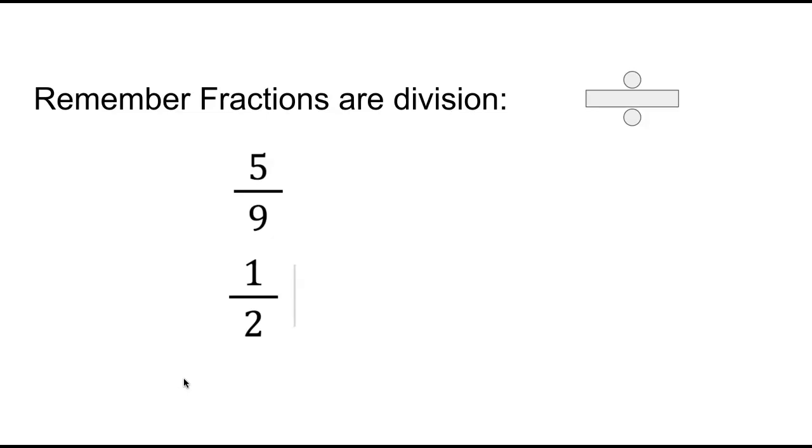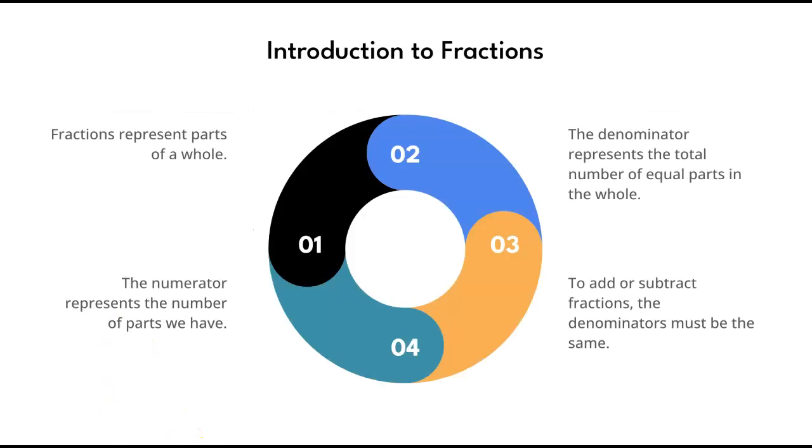So remember, fractions are pretty much just division. You have the numerator, which is the top number, and the denominator, which is the bottom number. So the top number would be 5, the numerator, and 9 would be the denominator. A little review on fractions: fractions represent parts of a whole, okay? If you're eating half of a pizza, that's 1/2, that's a fraction.